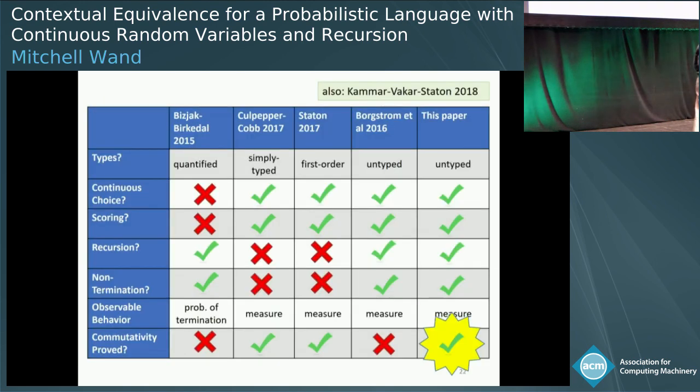Though I should mention, by the way, that there was a very lovely paper by Kammar, Vákár, and Staton that I heard at HOPE yesterday afternoon, which also is all green, using very, very different methods. And it has recursive types, yes. But we have no types. You can do anything.